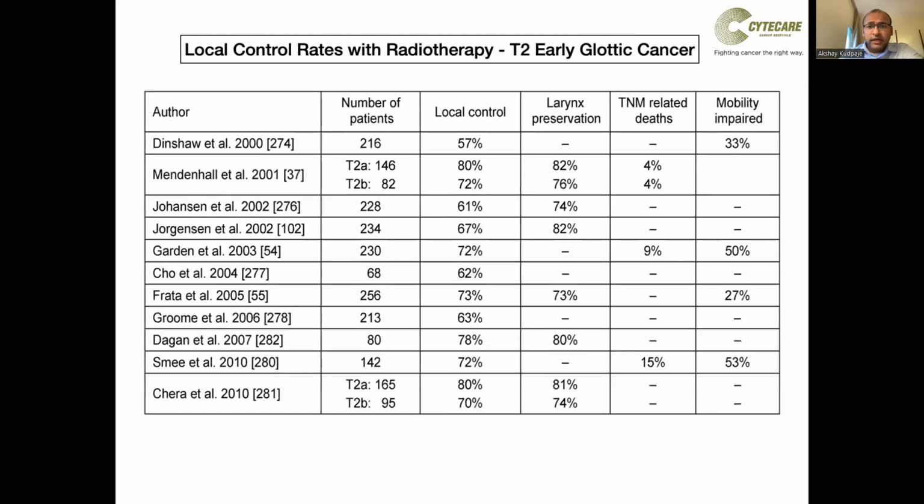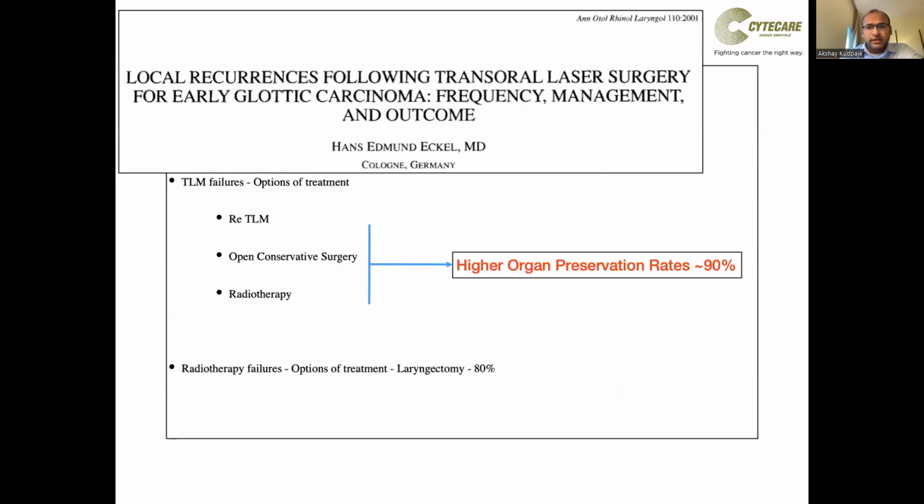Even for T2 glottic cancers, radiotherapy has reasonably good oncological outcomes, but the larynx preservation rate in the reported data is slightly inferior compared to that of laser surgery. Probably this is because of the selection bias for transoral laser surgery. In terms of organ preservation rate, there are studies which show that the organ preservation rate with transoral laser surgery is upwards of 90%. However, with radiotherapy, it's around 80%.